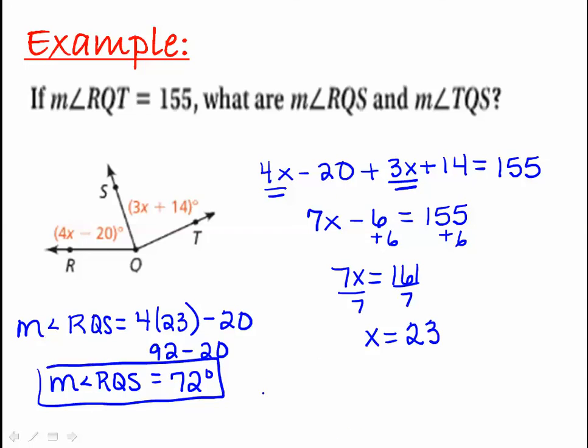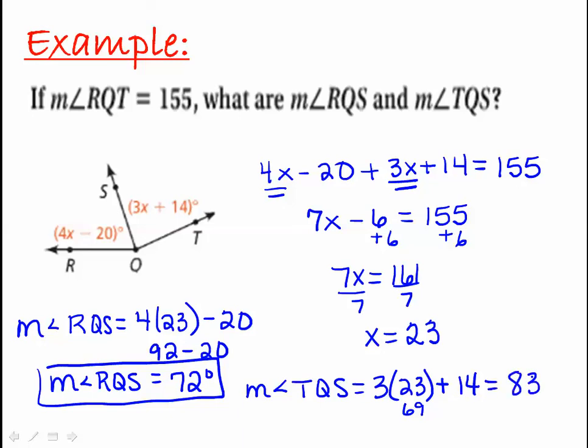The measure of angle SQT, or TQS as it's stated in the problem, is 3 times x plus 14. 3 times 23 is 69 plus 14, which is 83 degrees. So the measure of angle TQS is 83 degrees.